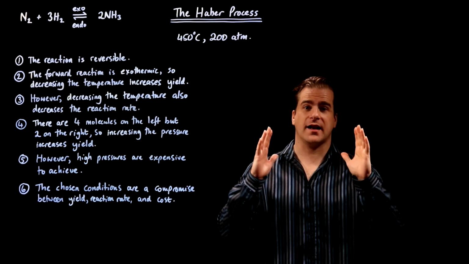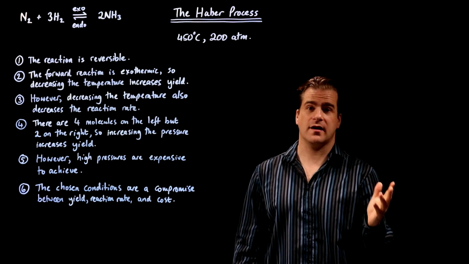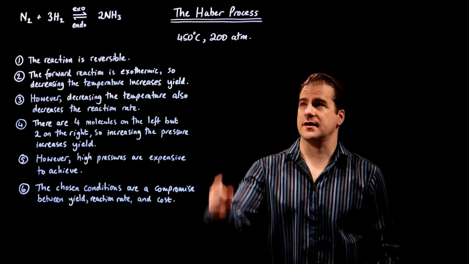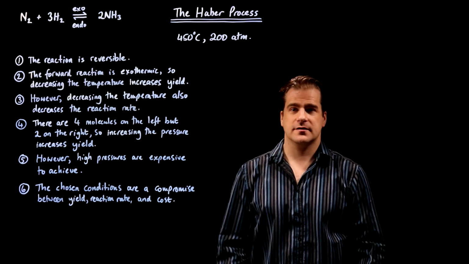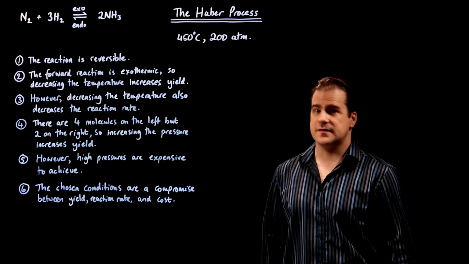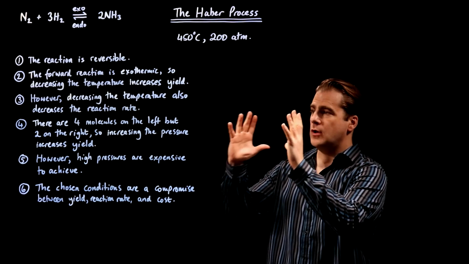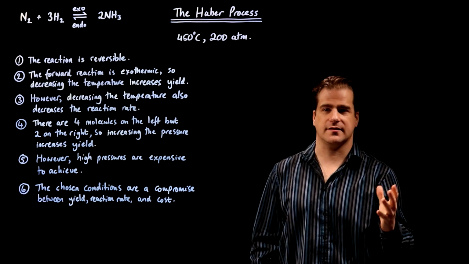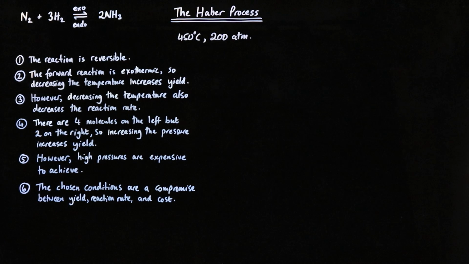The Haber process is a classic exam question, and they're always asking you to explain why the chosen conditions are 450 degrees C and 200 atmospheres. So I've written out a textbook answer to this question here. Learn this off by heart, and whenever this question comes up in the exam, just regurgitate it and you'll get full marks for this question.